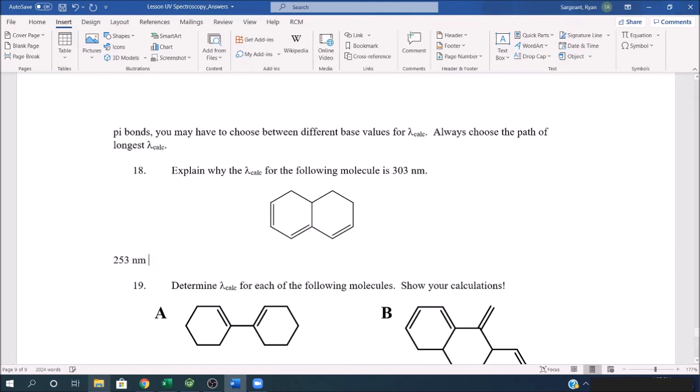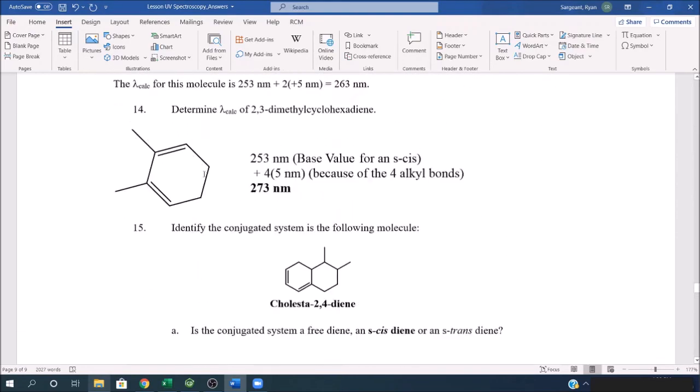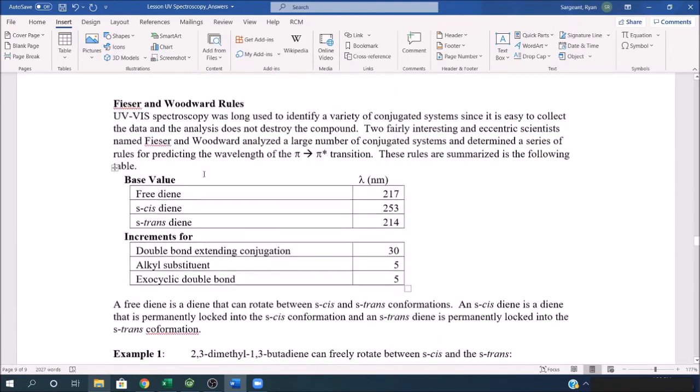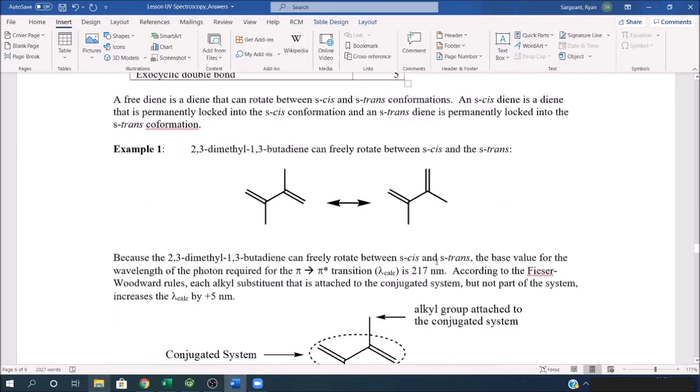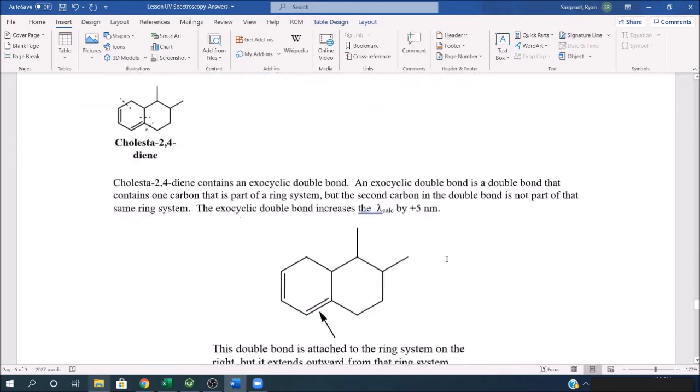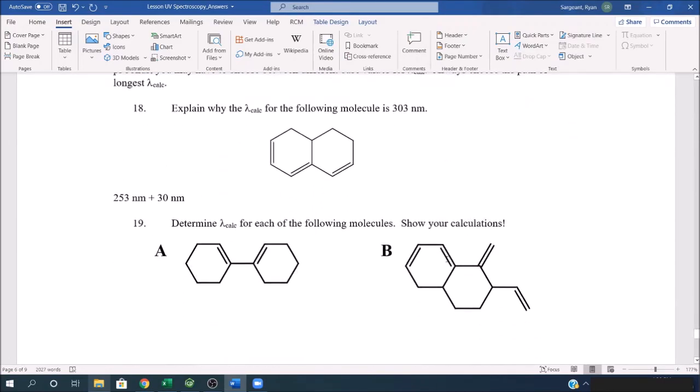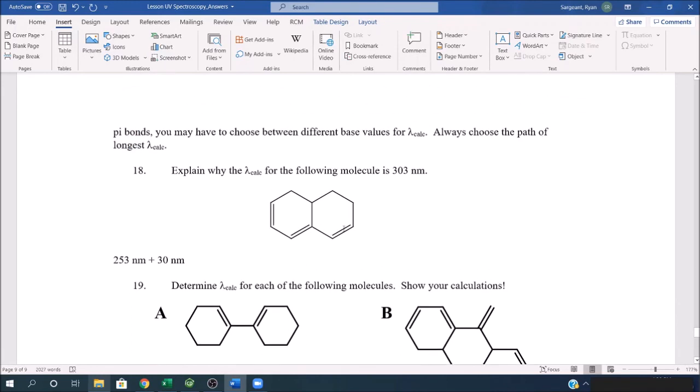Okay? Now, I'm going to add in 30 nanometers because it is a triene. If it was a tetraene, you would add in 2 times 30, etc. That was the one more row on the Fieser-Woodward rules that we needed to look at: each double bond that extends the conjugation tacks 30 more onto the diene value. So we've got a third double bond right there, so that's going to give it 30 nanometers.